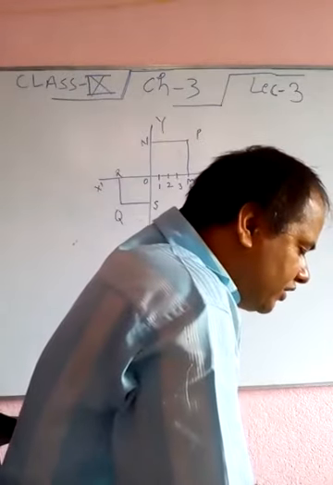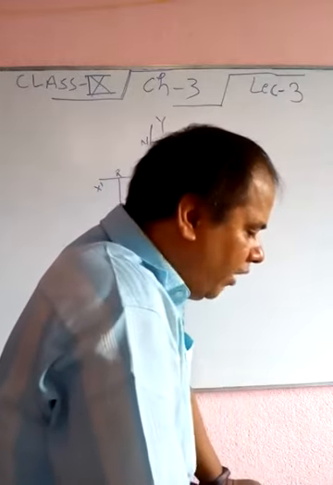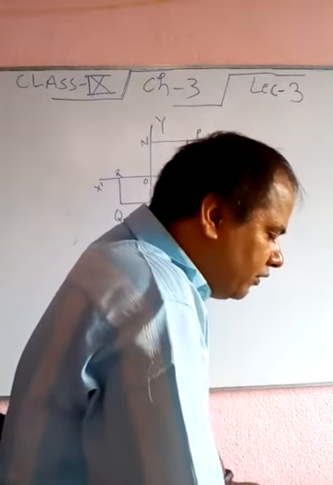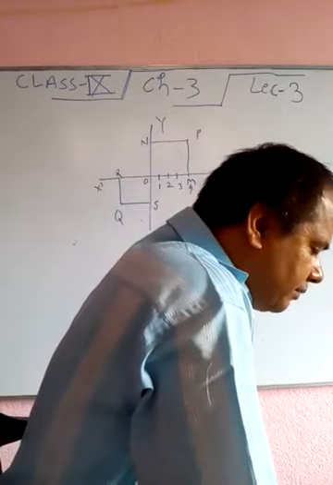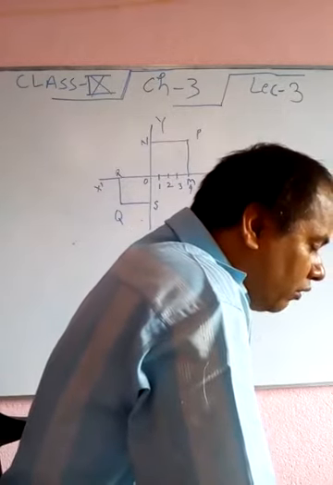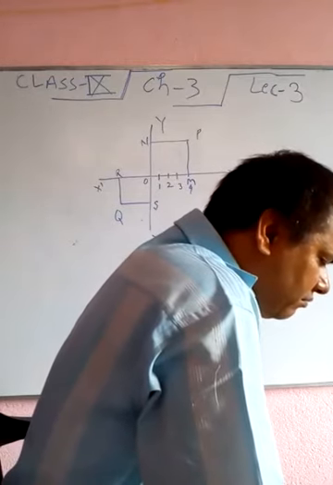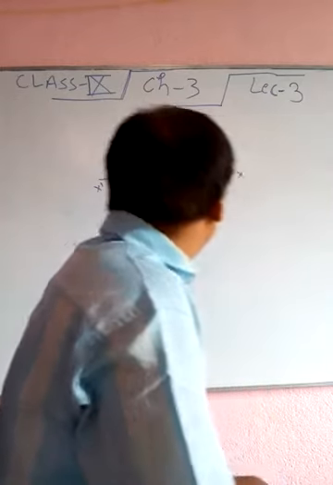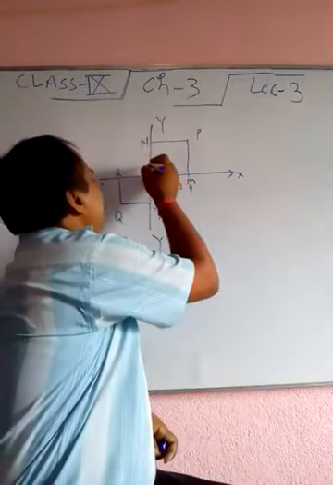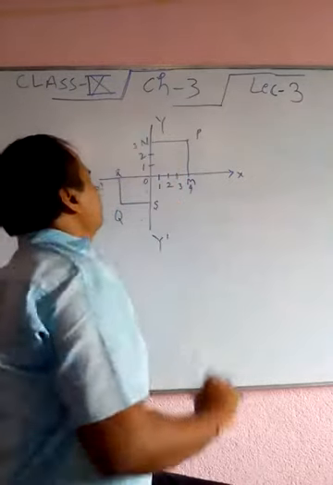And the perpendicular distance of the point P from the x-axis measured along the positive direction of the y-axis is PN is equal to ON is equal to 3 units. So here this is 1 and this is 2 and here it is 3.